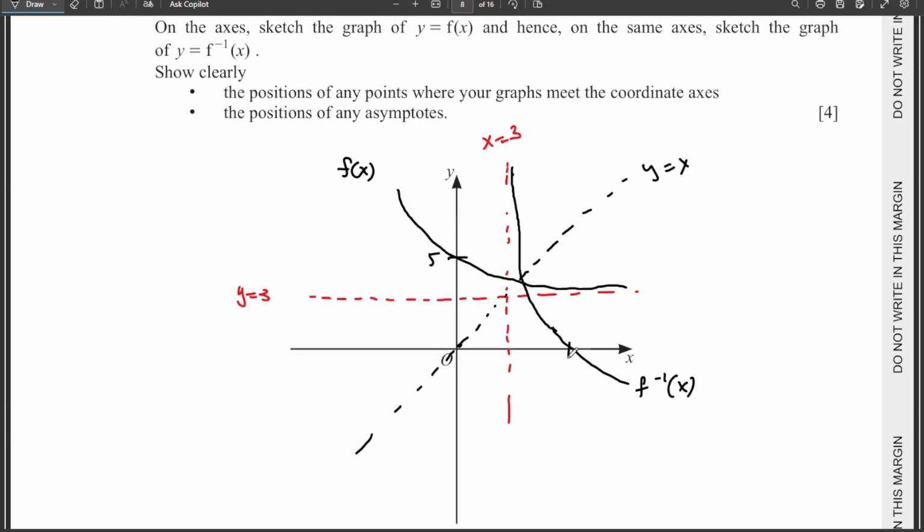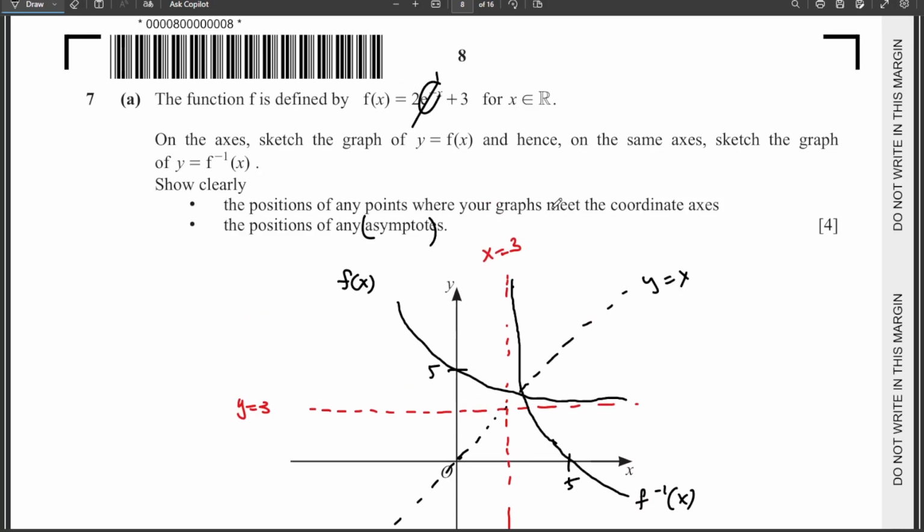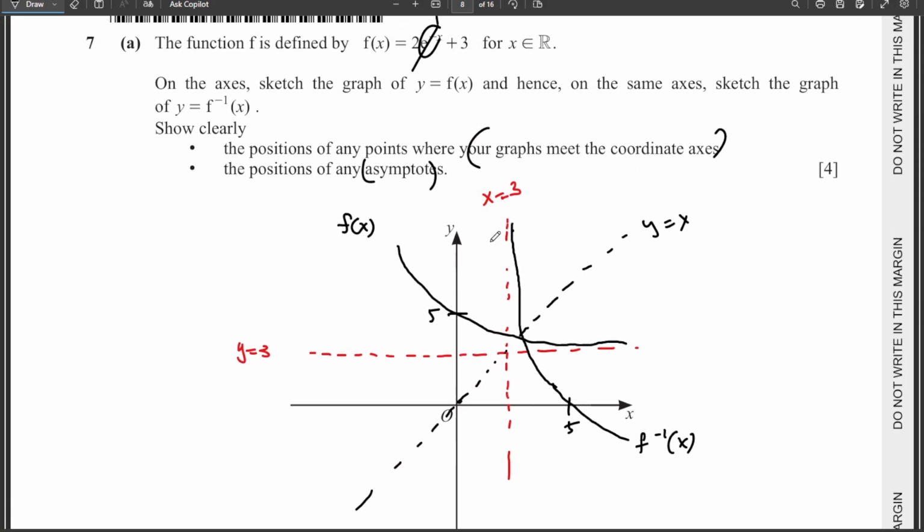Okay, and here also again label the intercept, there will be 5 also. Again as reflected. Okay, 5, 5 reflection. So there are the two graphs, the mirror line, the two asymptotes, and your axis intercepts, and yeah, that's it. So we'll label the graph.